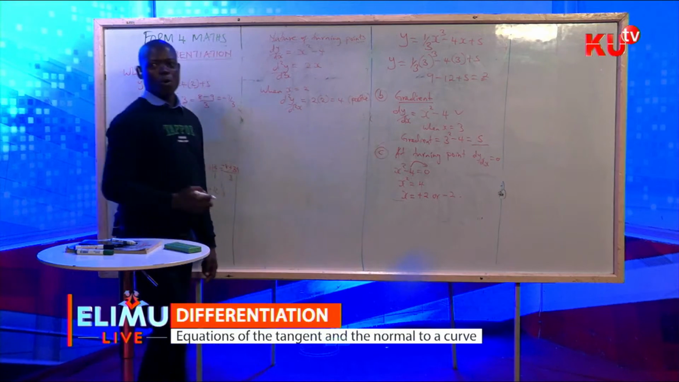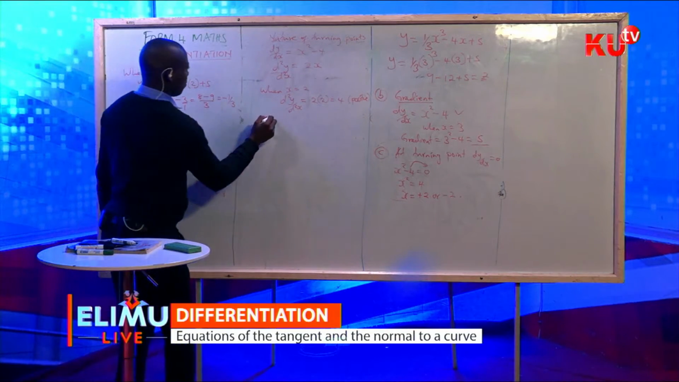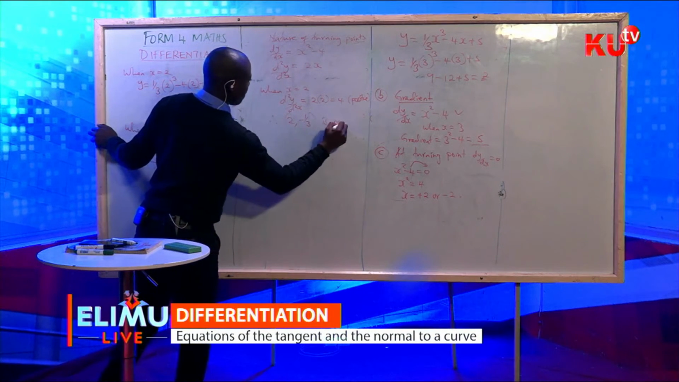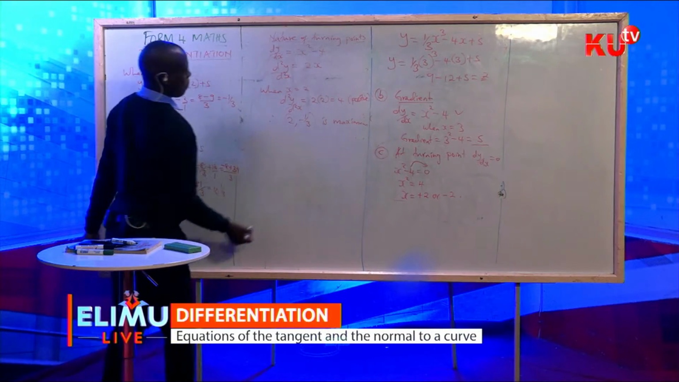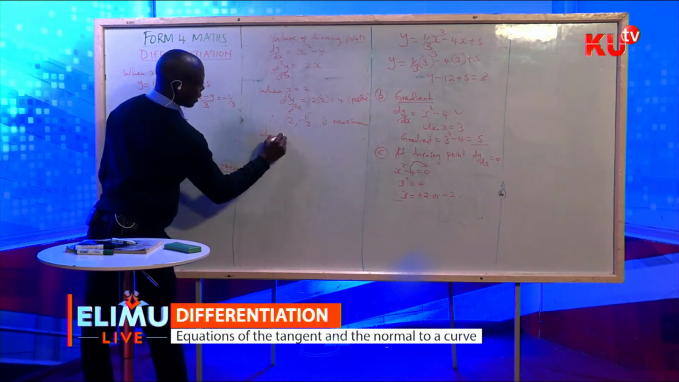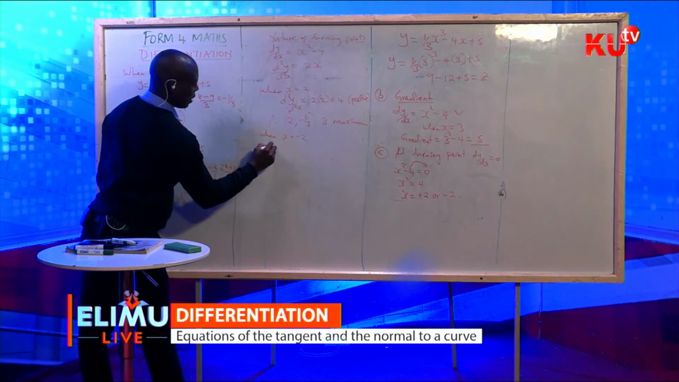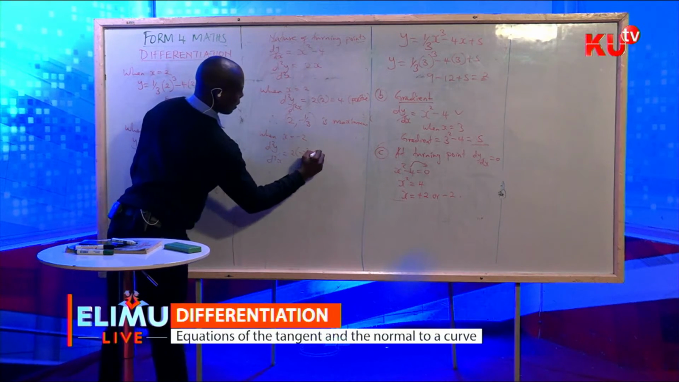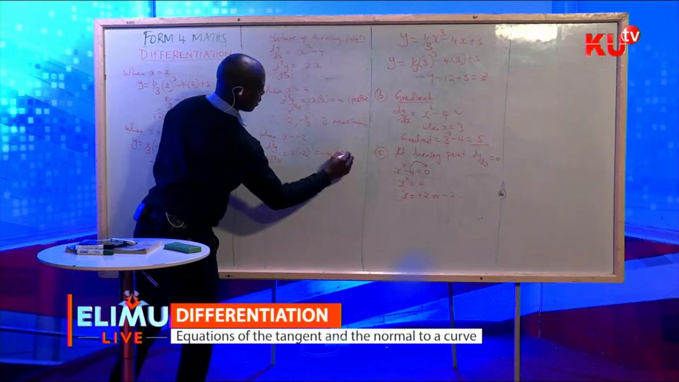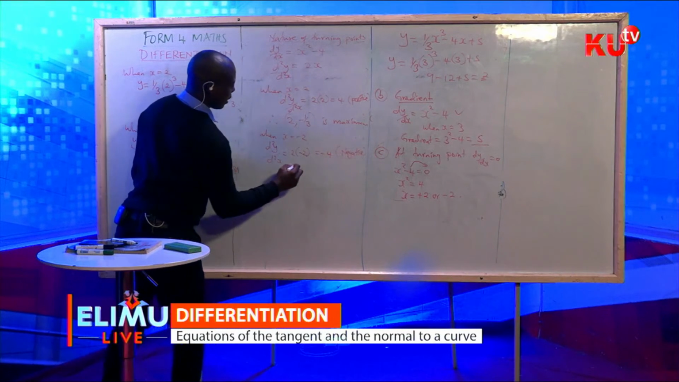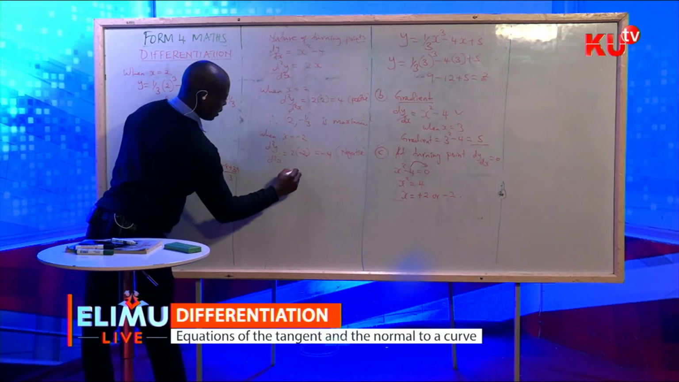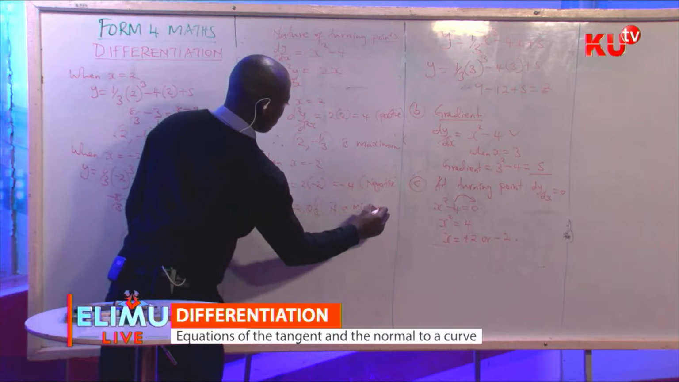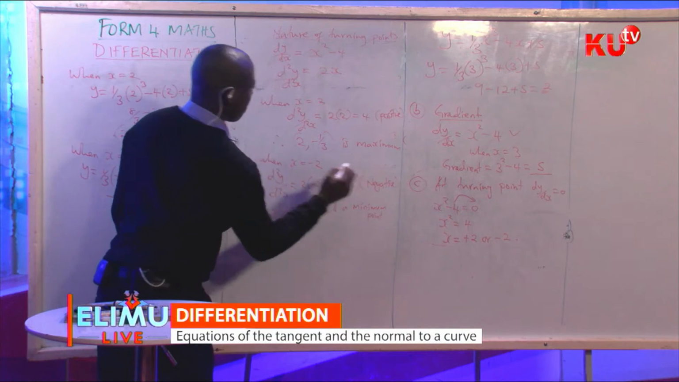When it's positive, what does it imply, students? It implies, therefore, that the point 2, negative a third, is maximum. And then finally, when x is negative 2, what is the second derivative? 2 into negative 2 gives us negative 4. This is negative, implying that the point negative 2, 10 and a third, students, is what? Is a minimum point.